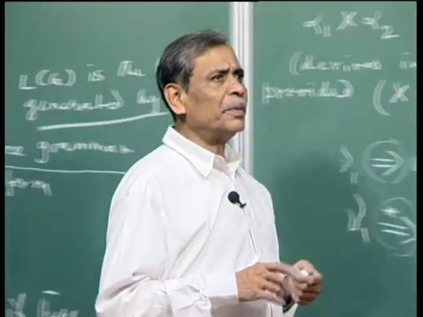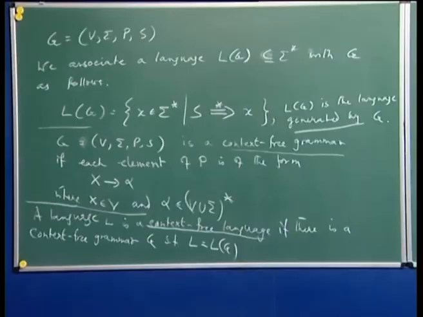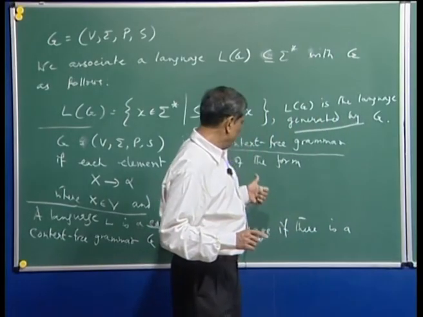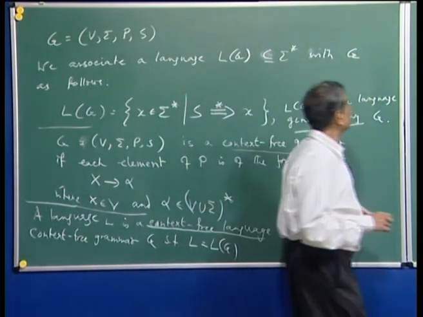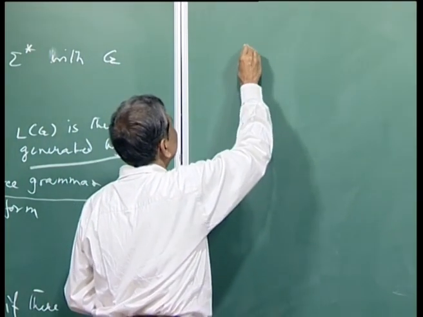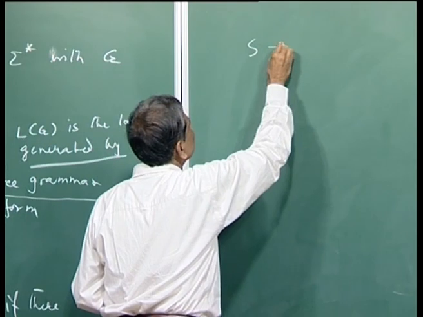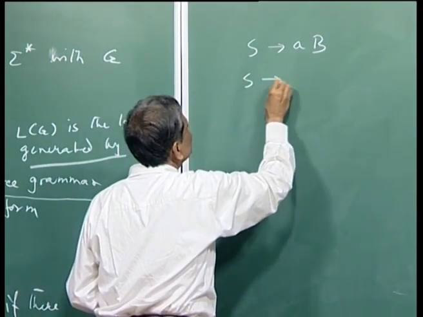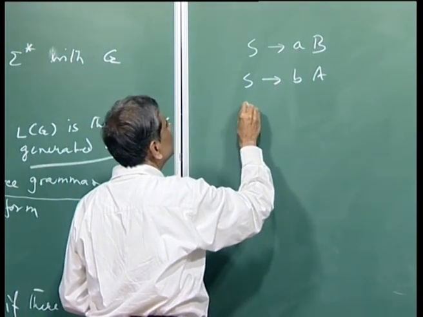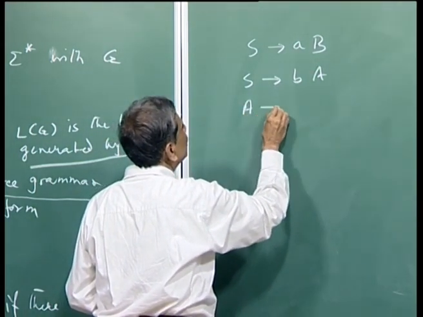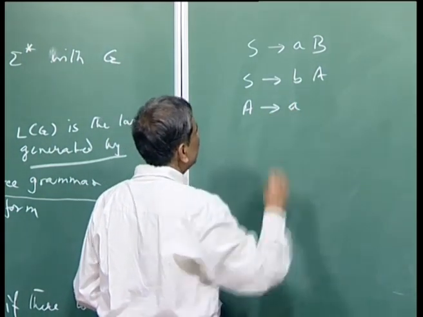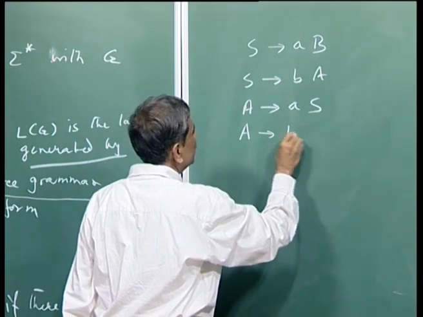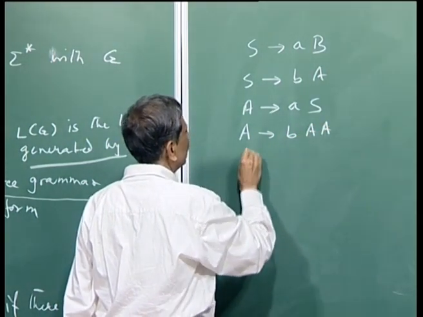Now, let me take one more example, so that these ideas become a little clearer. Consider another grammar. This time we will have not just one non-terminal, but a number of non-terminals. Let me first write out the productions. I have the start symbol, I again use S. So, S goes to AB, and S goes to BA. Then A goes to AS, and A can go to BAA, A can also go to a.